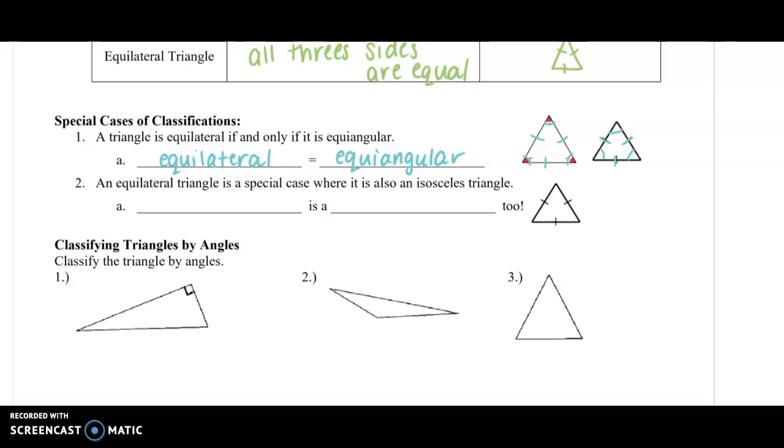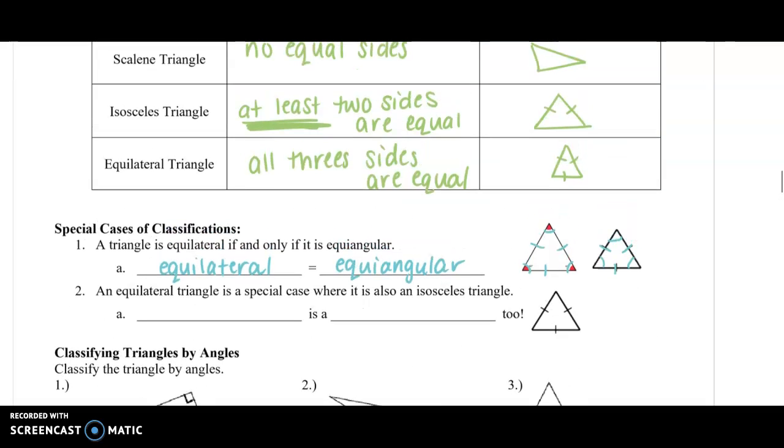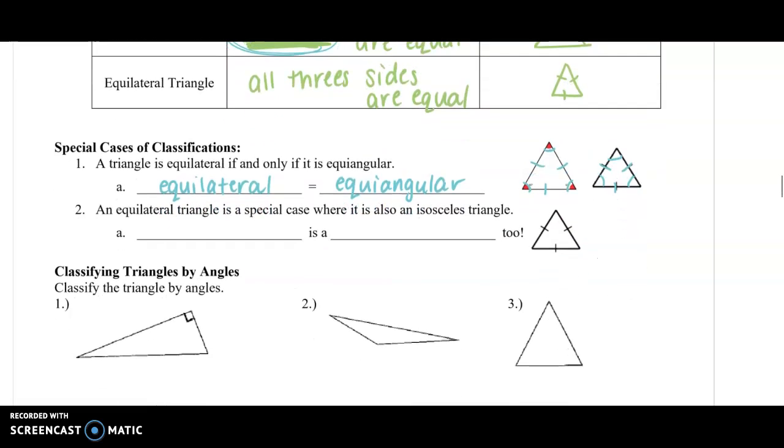Now, an equilateral triangle is a special case because it also happens to be an isosceles triangle. Because if you remember, an isosceles triangle just has at least two sides that are equal. So an equilateral triangle is also an isosceles triangle. Now it doesn't go the other way. An isosceles is not necessarily an equilateral triangle, but an equilateral is an isosceles. It's just like the rectangle and the square.